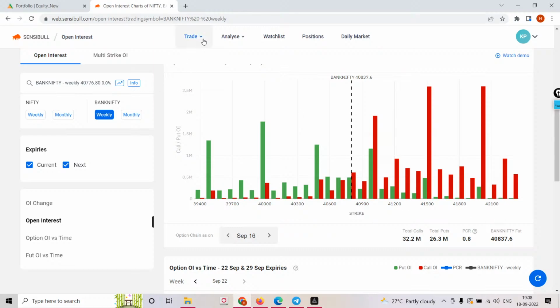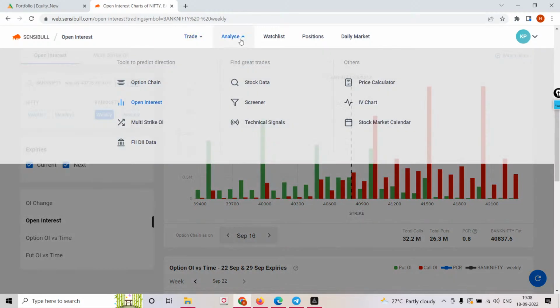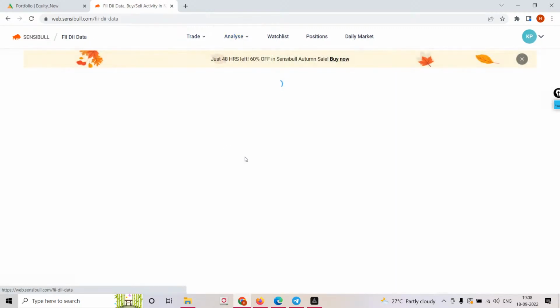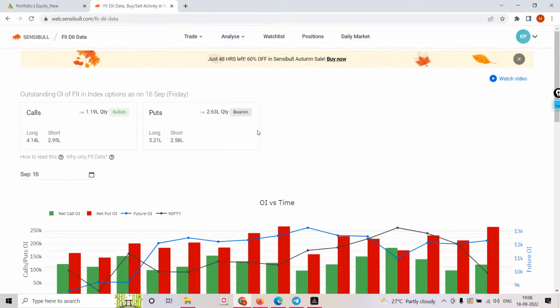Now let me quickly take you to the FIS. This is very important. This is the way you have to do the analysis. If you look at the FIS page, this is the outstanding, on an intraday basis. This particular section you have to watch as buying. So 1.19 lakh quantity, people went bullish, and 2.63 lakh bearish. Check the difference. Bearish looks more, 2.63 versus 1.19.